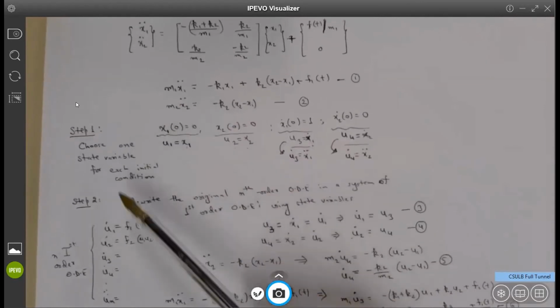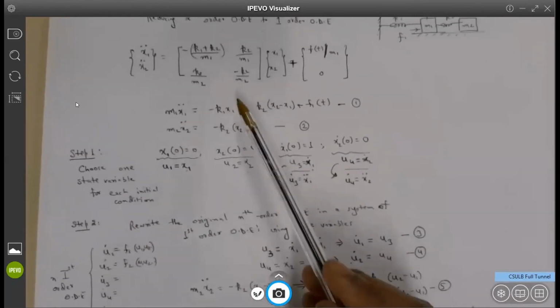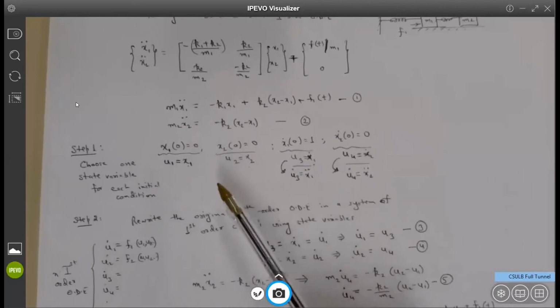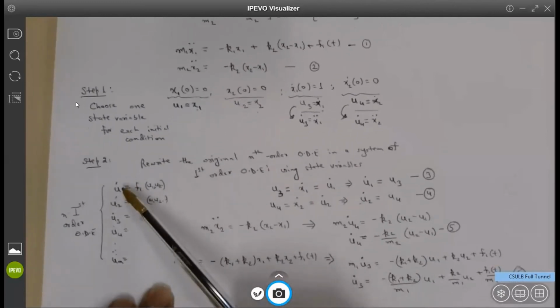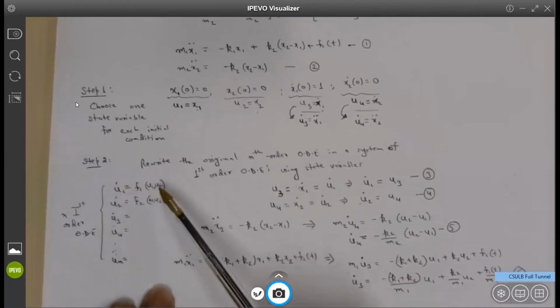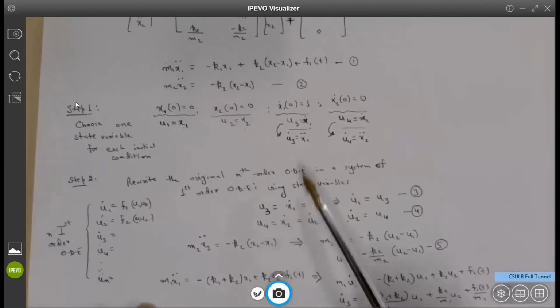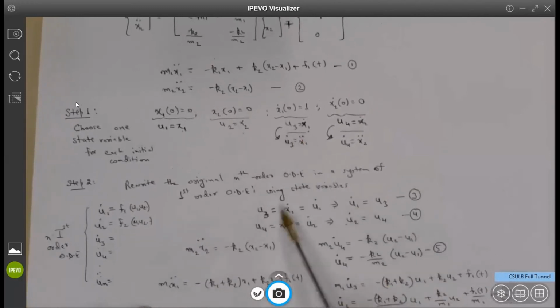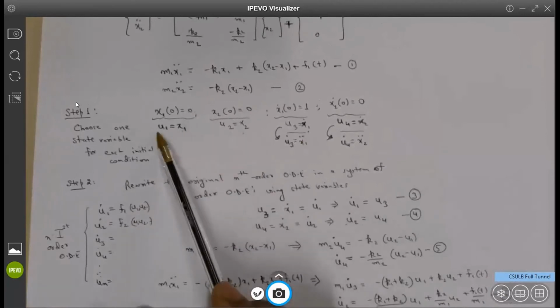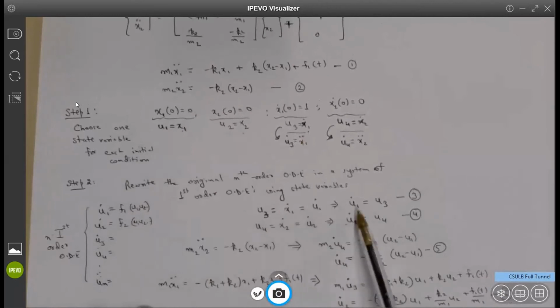And what I want as a step 2 is that I have to rewrite these two equations in a form such that I have the first derivatives of the state variables on one side and all the other terms on the right hand side. So I take this equation first, U3 is equal to X1 dot, and I know X1 dot is nothing but the time derivative of U1. So I write U3 is U1 dot, and just rearranging, U1 dot is U3. Similarly, U2 dot is U4. Is everybody with me so far on these two equations? Yes. Everybody's following it?